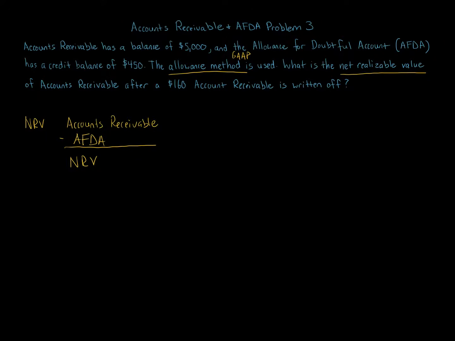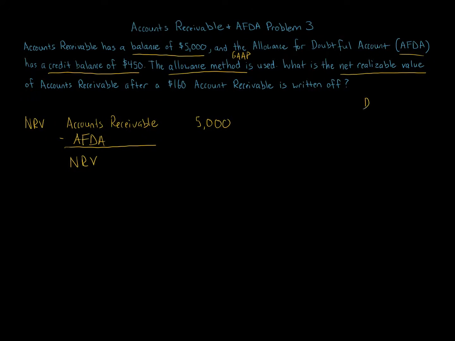Other problems will go into depth on how to calculate that estimate. In this question, we're given the amount that's written off, as well as the accounts receivable balance and the credit balance in AFDA. We're told that accounts receivable has a balance of $5,000. That's a normal positive balance. We're not told, but we assume it's a $5,000 normal balance. We are told that there is an AFDA credit balance of $450.